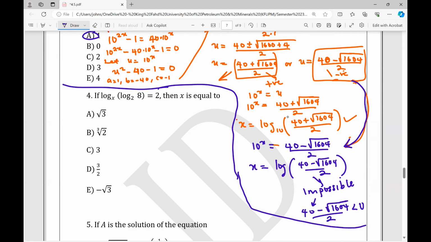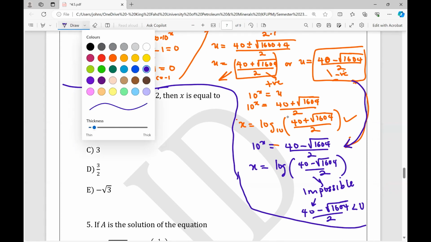Now for question number 4, what do we need there?